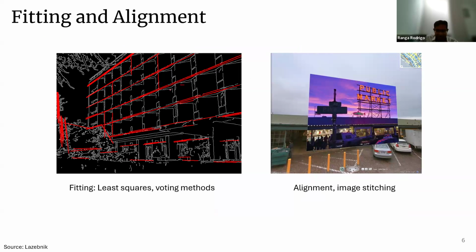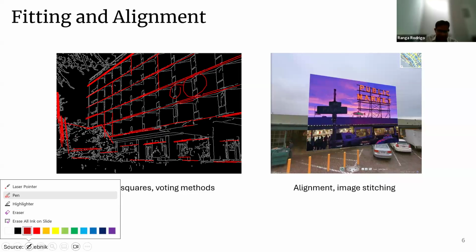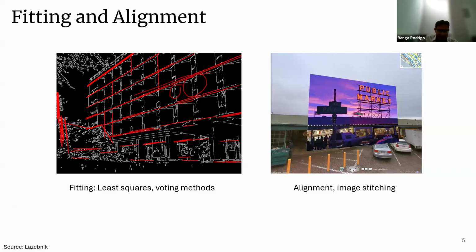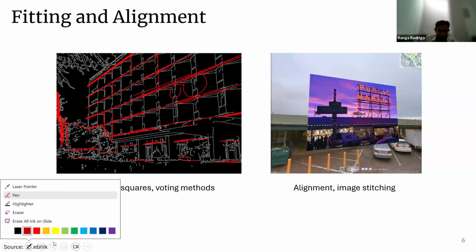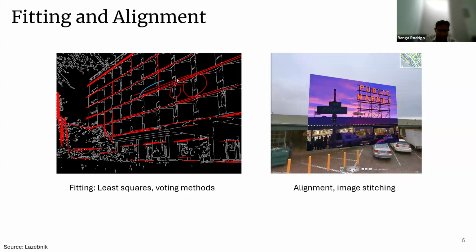There you can see some edges have been detected here, but there is no line that has been fitted. But in this image, they are fitting a line. So with that, you will be able to give y equals mx plus c, some equation you can find. And how to do that is the topic of this. We can do that with least squares and other voting methods like RANSAC and Hough lines. So we study that. And then alignment and image stitching.